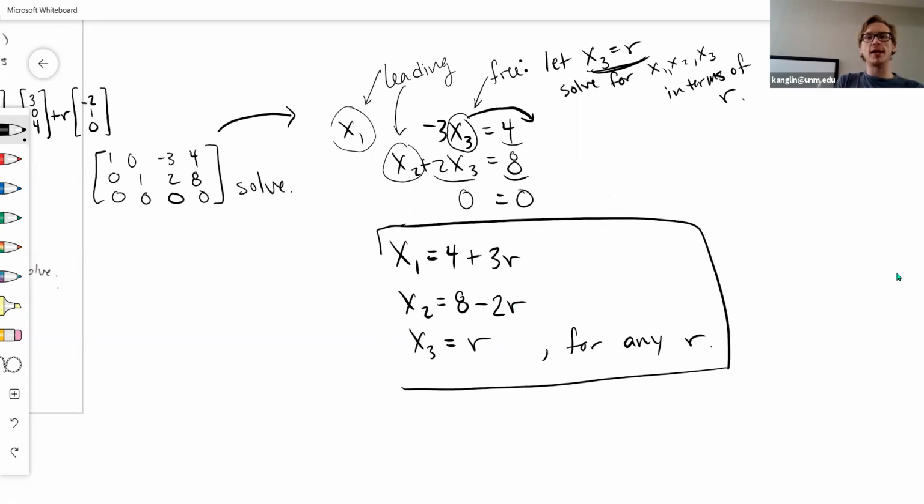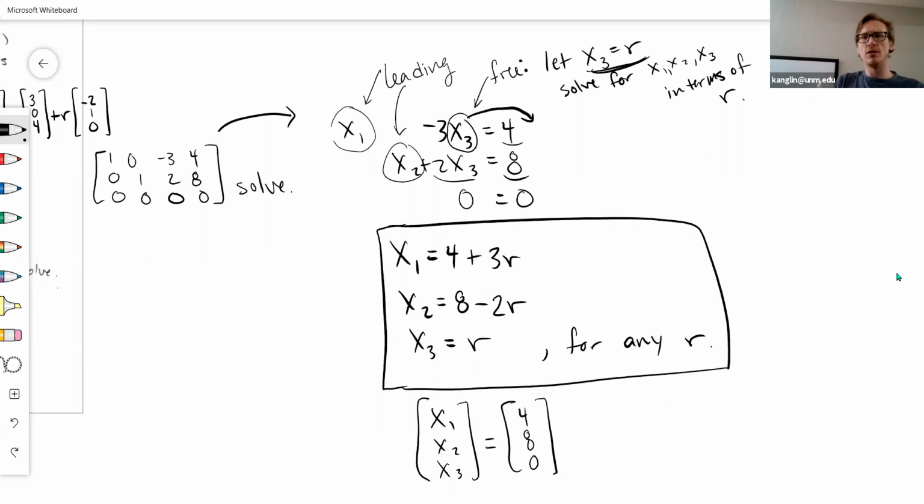And if you wanted to practice breaking this down like I did the last solution, I claim this is what we get. See if you can work through the details. See if you agree with this. To break this down the same way we did the last one, I think you would get (4, 8, 0) plus r times (3, -2, 1). Again, this is the same situation we saw before where we have a line of solutions. This is the equation of a line in 3D. Every point on the line is a solution. It's the intersection of the 3 planes that our original equations represented.